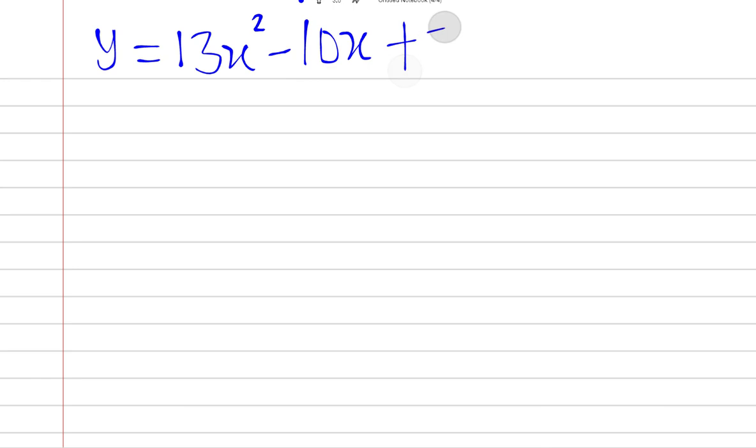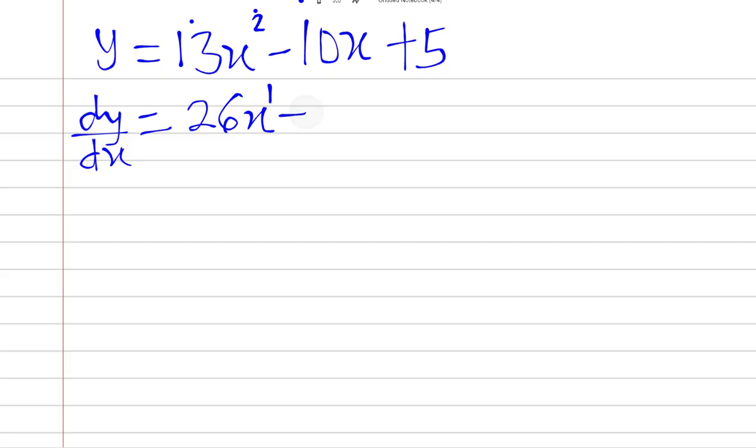Let's say I have y equal to 13x raised to power 2 minus 10x plus 5. Now you can pause the video and solve the example. What will be your dy dx? Your dy dx will be what? 13 times 2, that will give you what? 26x, because 2 minus 1 is 1.